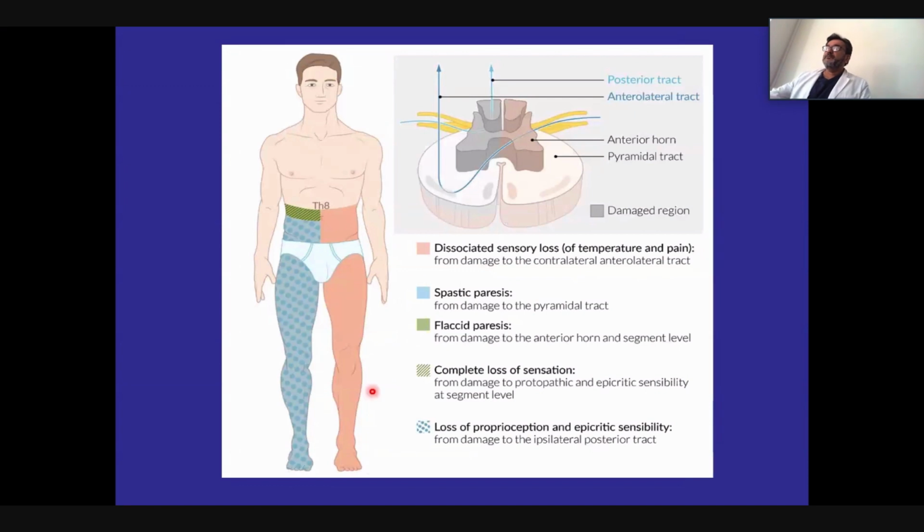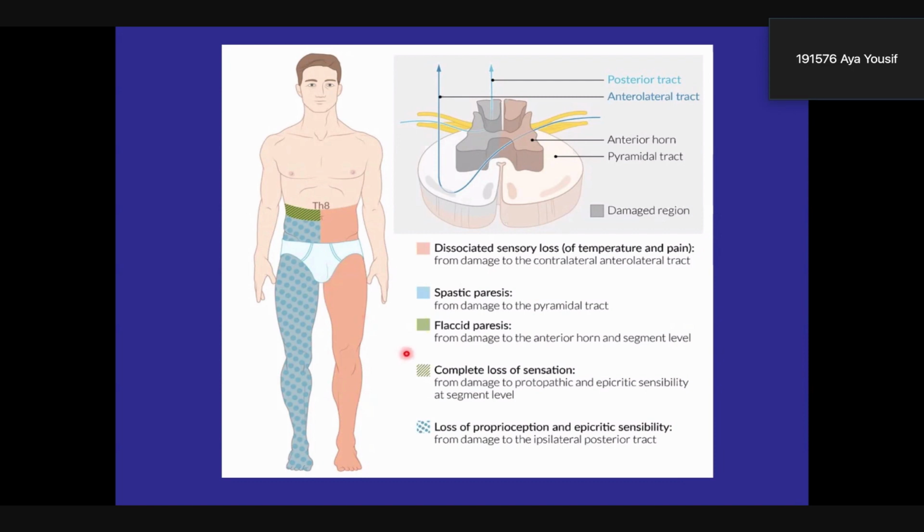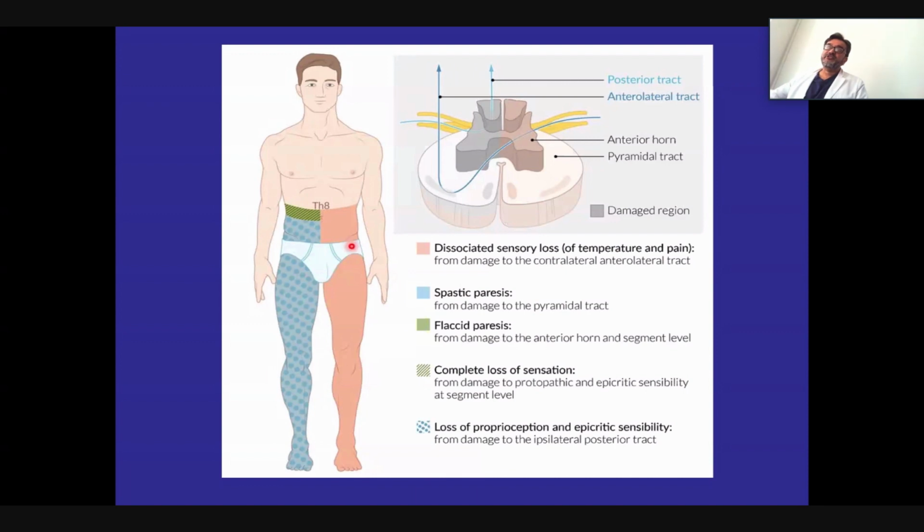You compare this with the Brown-Séquard syndrome. This is Brown-Séquard syndrome, where you have an ipsilateral proprioception problem and ipsilateral spastic paralysis below the level of the lesion. At the level of the lesion, you have flaccid paralysis. Contralaterally, you have loss of pain and temperature. So this is a picture of Brown-Séquard syndrome.